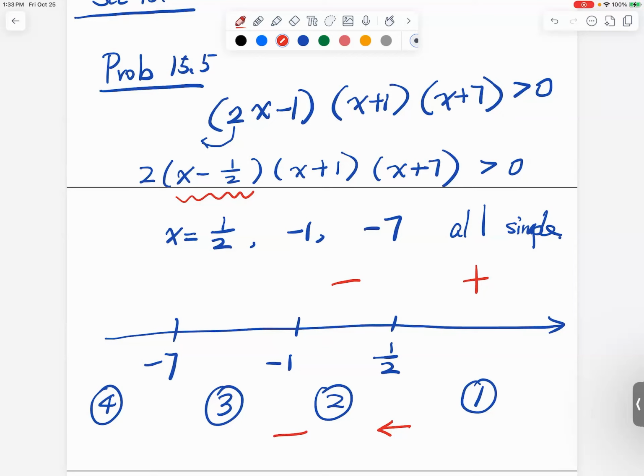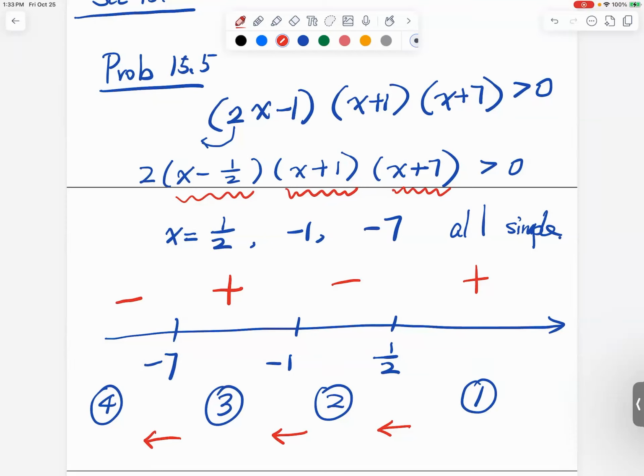And as x becomes even smaller, now we belong to interval 3. Then one more term changes sign. So x plus 1 changes sign, right? So we must have plus here. Okay, now x becomes even smaller, then x plus 7 is going to change sign. So we have a negative here.